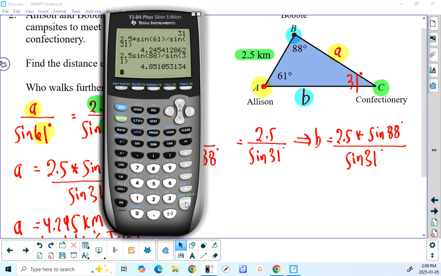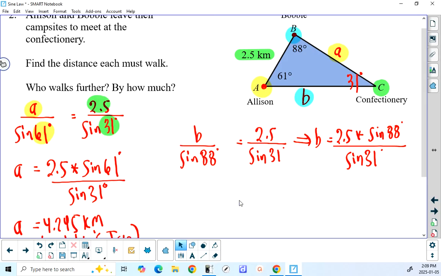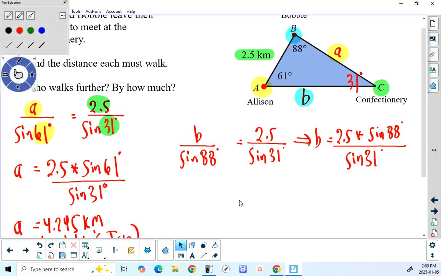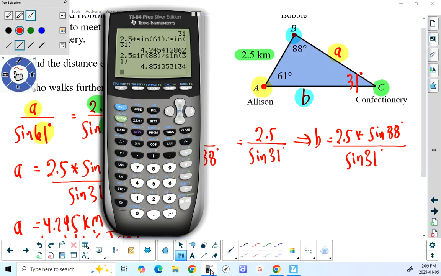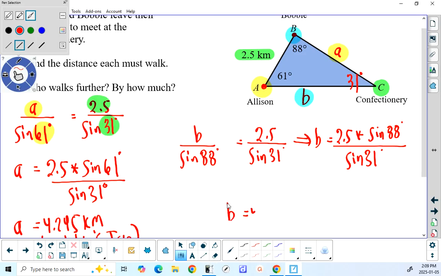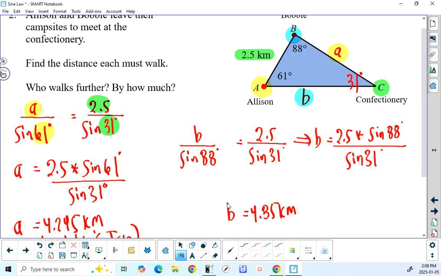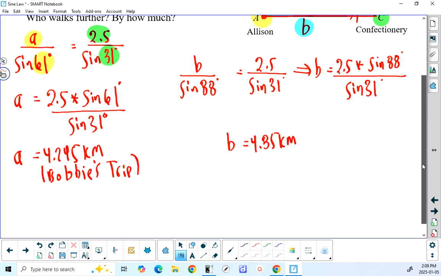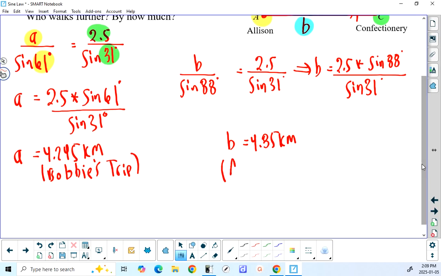About 4.85 kilometers. So B in the diagram is 4.85 kilometers. But when you take a look at where B is, it's the distance that Allison walks to the confectionery. So this distance is the distance for Allison. This is Allison's trip.